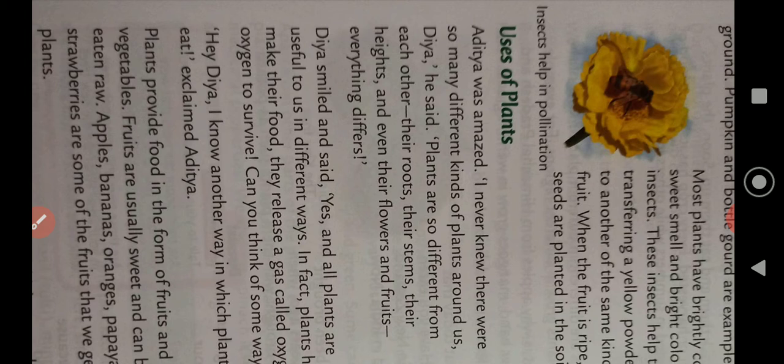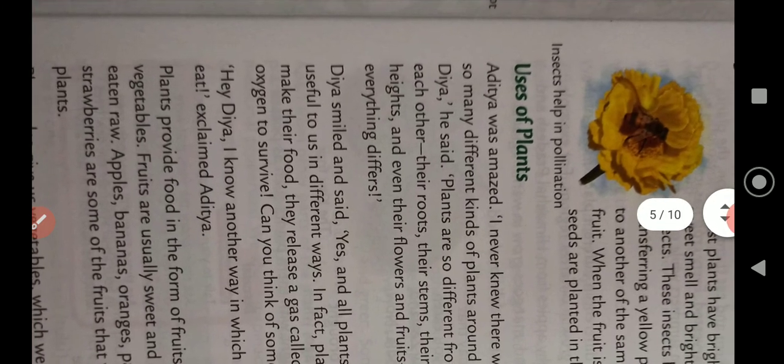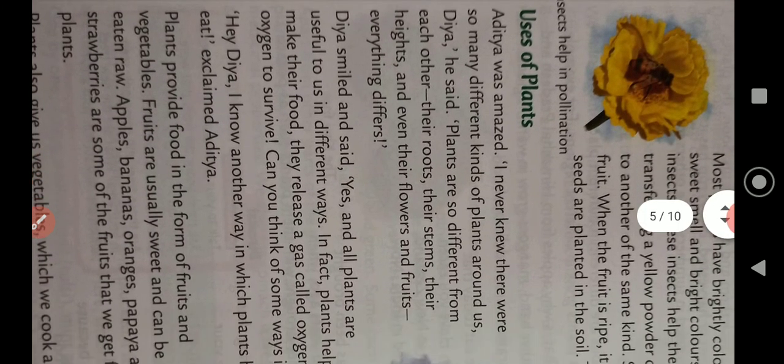All the plants are different. Their leaves are different, their stems are different, their roots are different, their flowers are different, their heights are different, their fruits are different, right? Plants are so different from each other. Diya smiled and said, yes, and all plants are useful to us in different ways.